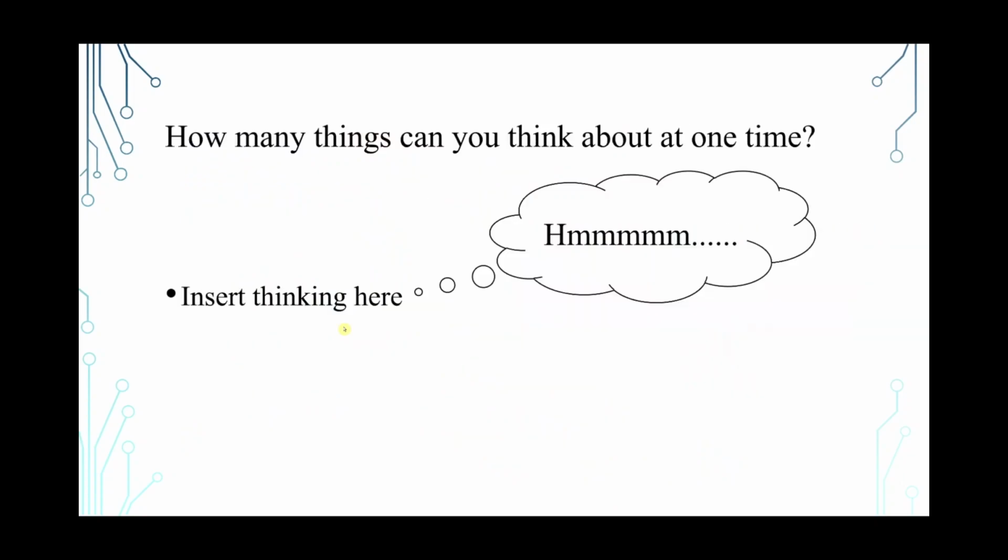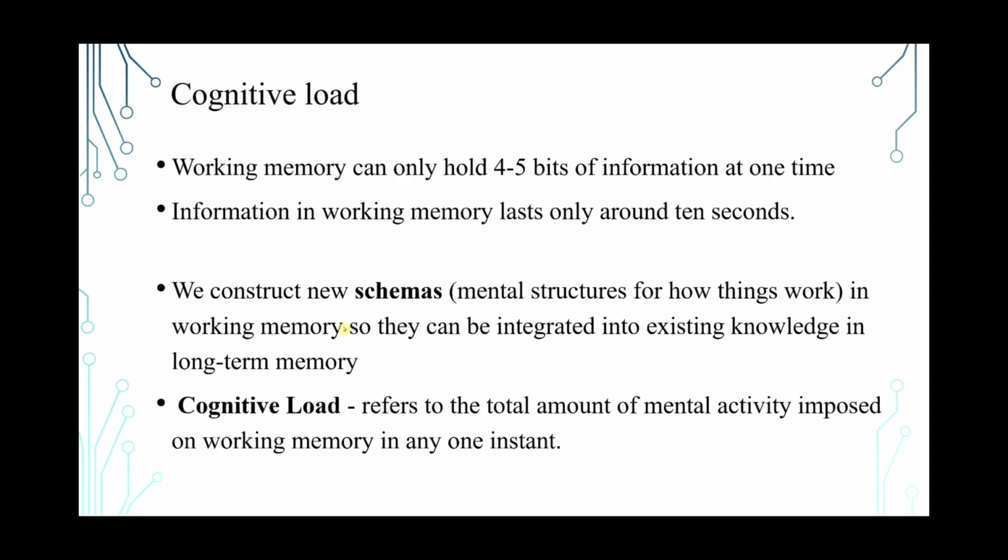So how many things can you think about at one time? This is why we use the cognitive thinking of the mental robot, right? So let's talk about the cognitive load. How many things can you think about at one time? Working memory can only hold 4 to 5 bits of information at one time. Information in working memory lasts only around 10 seconds. So these are scientific findings: an approximate number of seconds and an approximate number of bits.